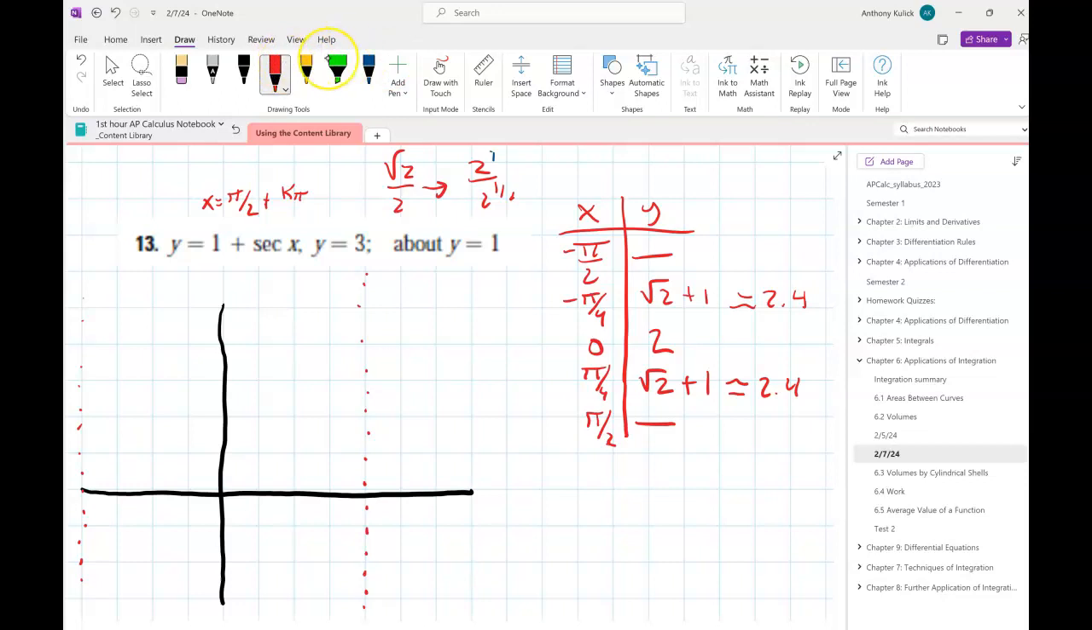All right. Let's make this the line y equals 1 here. So we're going to have, oops, let's use black. That's like negative pi over 4. That's like positive pi over 4. So we have like, this is like 2, this would be like 2.4, that'll be like 2.4.